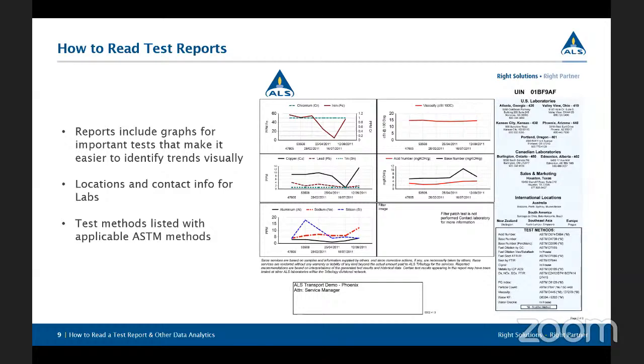We list all of our US laboratories, so you know exactly which one you're working with and who to call. And then we list out the test methods used, because it's really important when you go back to then talk with an oil manufacturer or an OEM, and you provide a report, or maybe you just provide a test result to them over the phone. They might ask, well, what method was used to test that, because they need to correlate that with data that they might have in-house.